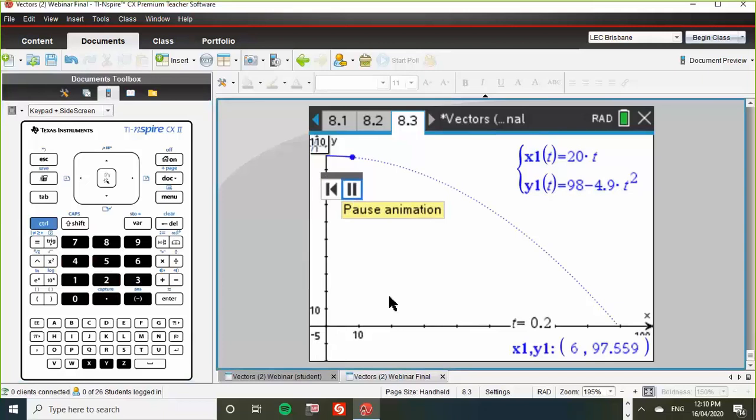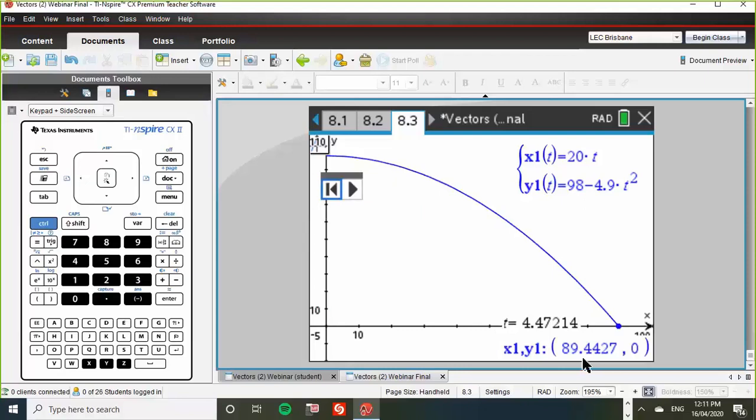So there's our particle. It's been shot off with an initial velocity of 20 meters per second. So horizontal is the direction, a speed of 20 meters per second, and now gravity is acting on it. It's coming down to hit the ground at about 4.47 seconds. There we go. And you can see there that the horizontal distance travelled is about 89.4 meters.